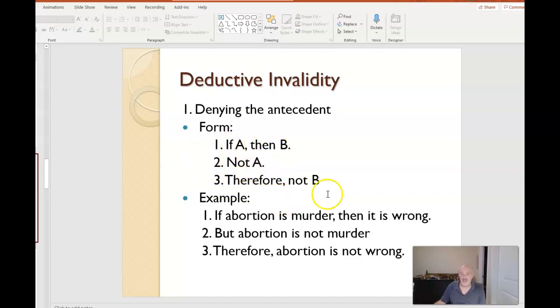If A then B, not A, therefore not B. The example here may not be perfectly illustrating it, but the point is you can't deny the antecedent and deny the consequent. You could get lucky and it might make sense, but in general it doesn't. One way to look at this is with content. If abortion is murder, then it's wrong. Abortion is not murder, therefore abortion is not wrong. There could be other reasons why it's wrong. I do believe that this is perhaps a difficult content one to understand.